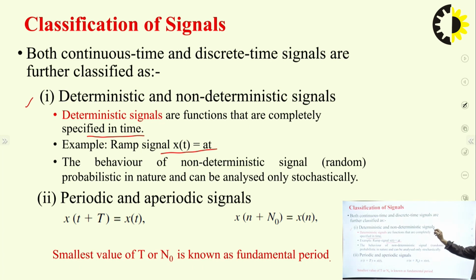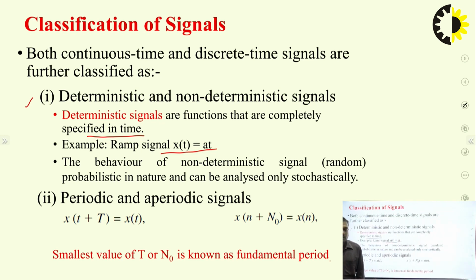Non-deterministic signals are also called random signals. These types of signals are not specified completely in time, although analysis can be done. So what type of analysis do we prefer here? The analysis we prefer is stochastic analysis.